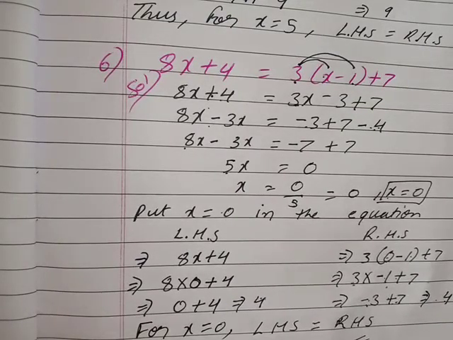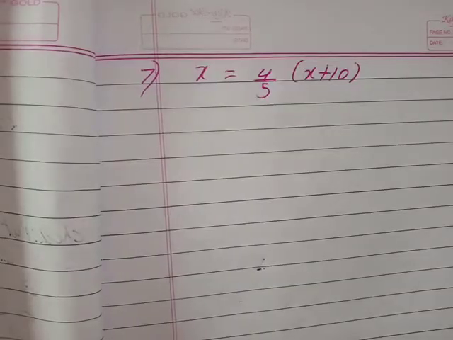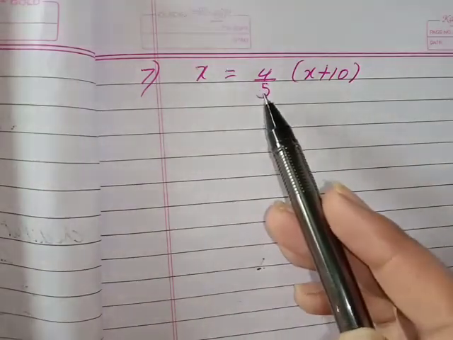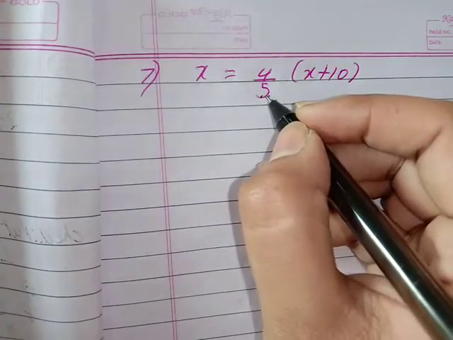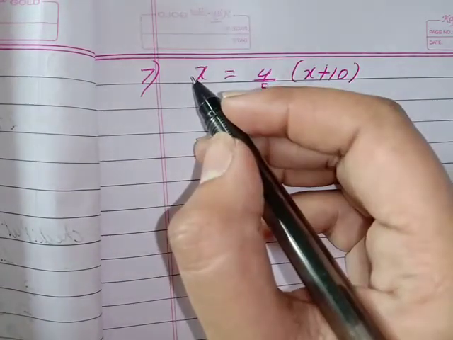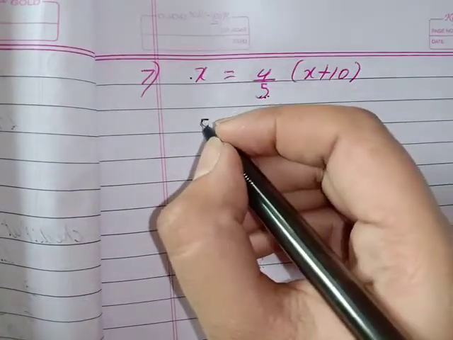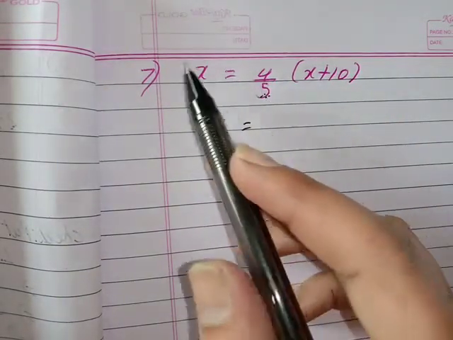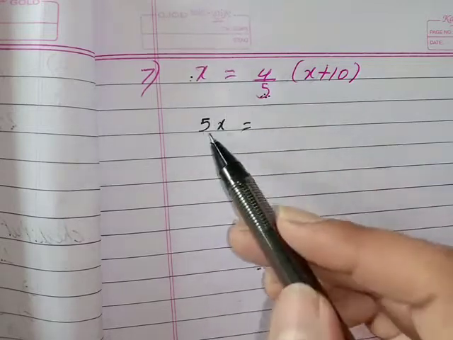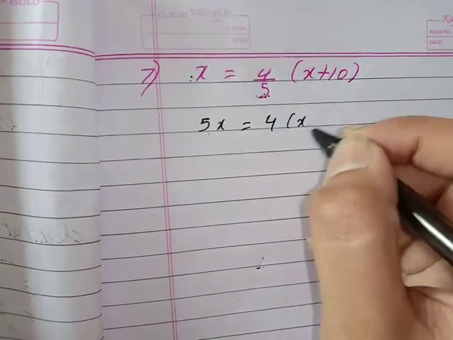That's it. Now the seventh question. Question number 7 is x equals 4 upon 5 times (x plus 10). So here first we'll transfer 5 to the LHS. 5 is in the denominator, so the transfer of 5 is 5 into x. So 5 into x is 5x. A division's transfer is always in multiplication. So 5 into x, and 4 remains, into (x plus 10).